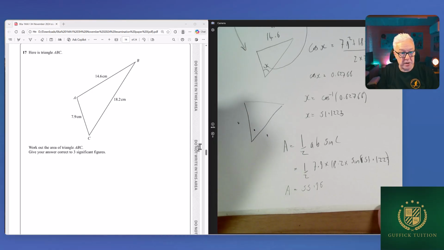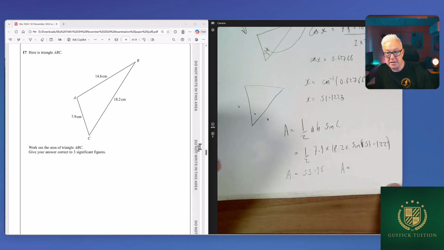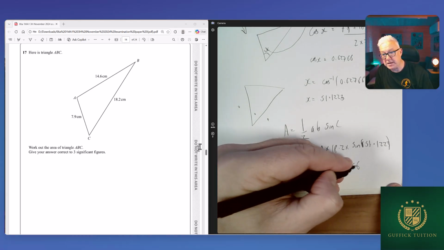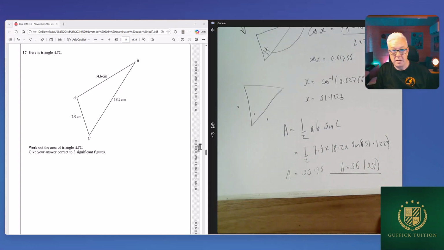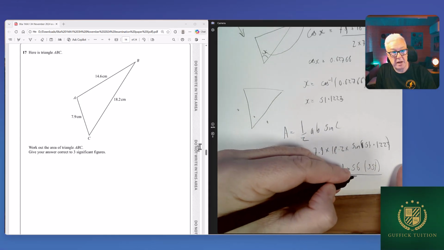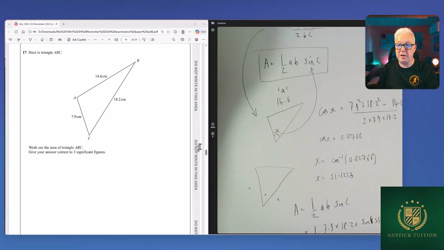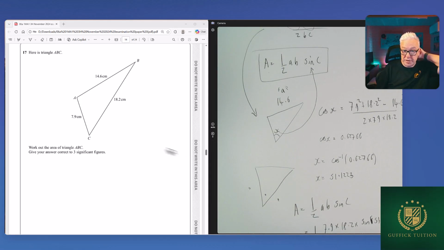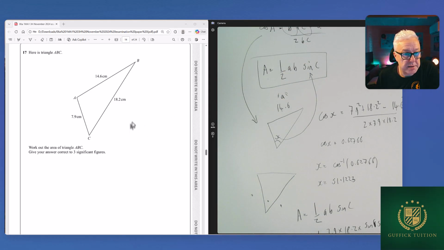Now the question says give your answer correct to 3 significant figures, so therefore A is going to equal 56, correct to 3 significant figures. And the units of that are going to be centimetres squared. Okay, really like that. Really nice, useful question there for us on the sine and cosine rule. Definitely a good one. Okay, so that's fine.